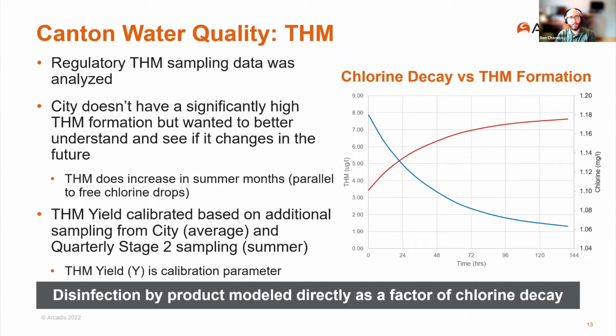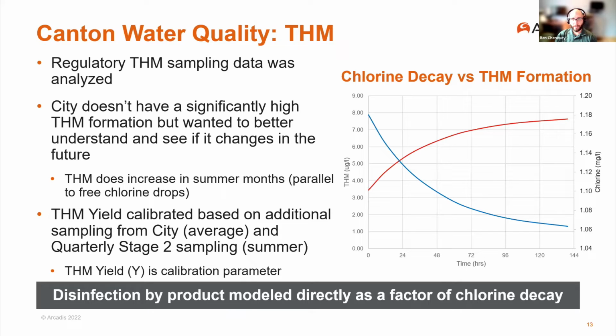We also simulated THM. So again, looking at regulatory data for THM samples out in the distribution system. The city thankfully doesn't have a significant THM formation issue. They're primarily groundwater, so they're relatively low water THM formation. But they still wanted to look at it and see if that changed in the future. What conditions might be producing some of the slightly higher values they were seeing in summer months. And that was parallel to what we were seeing with the free chlorine drops.